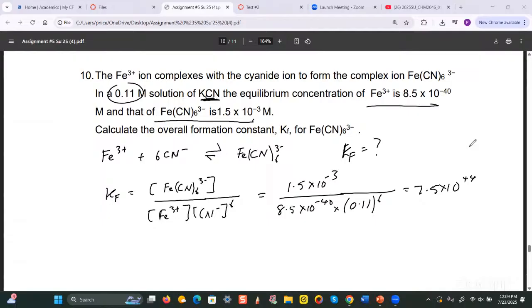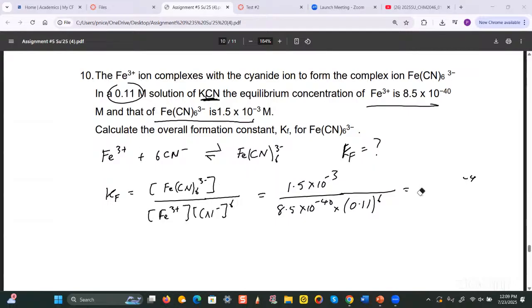Oh, wait a minute, I did something wrong. I think I did something wrong with the math. 1.5 times 10 to the minus 3. Okay, I think I know what I did wrong. I think I did not correctly raise the 0.11 to the correct exponent, and then I multiplied by 8.5 times 10 to the minus 40 times 1.5 times 10 to the minus 3. Okay, so this is incorrect.